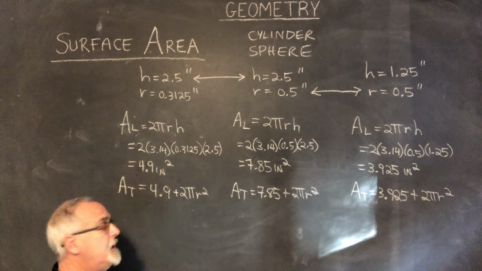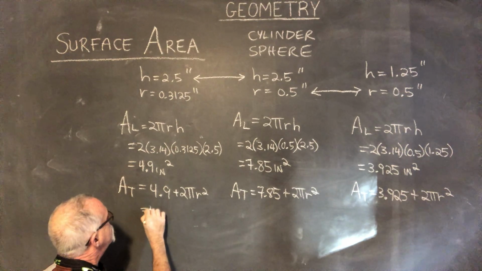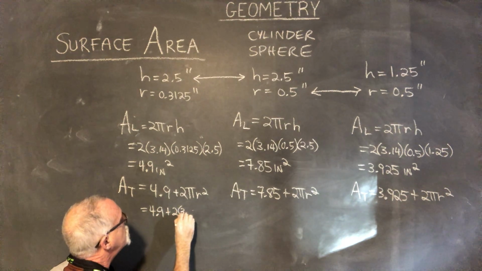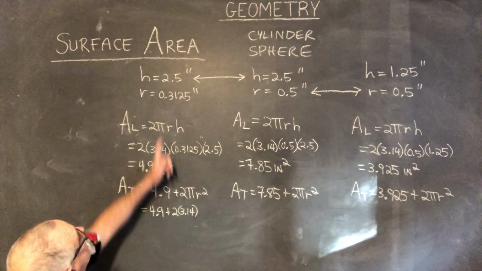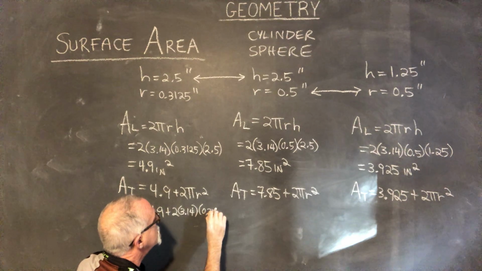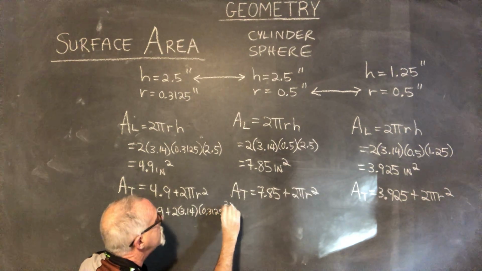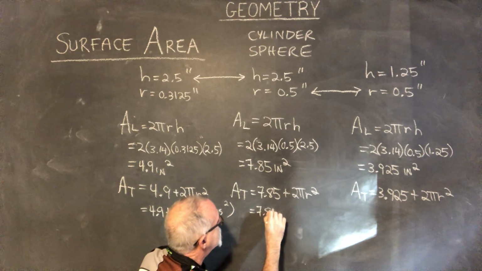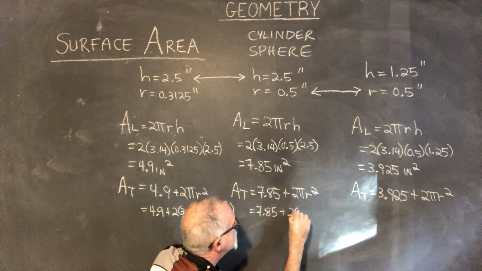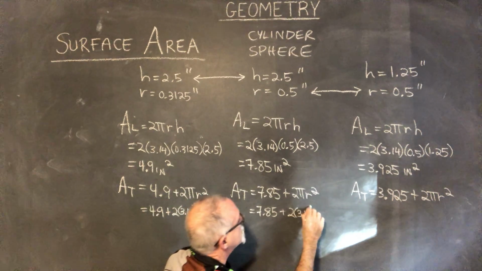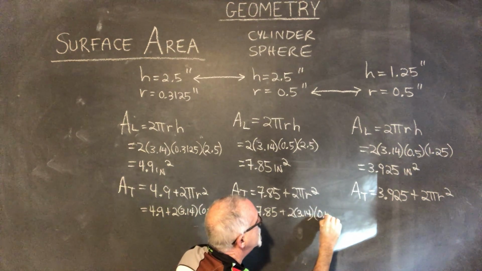I look funny. Okay, 4.9 plus 2 times 3.14 times 0.3125 squared. 0.3125 squared. Hard to fit it. Equals 7.85 plus 2 times 3.14. Radius is 0.5 squared. I can fit that more easily.